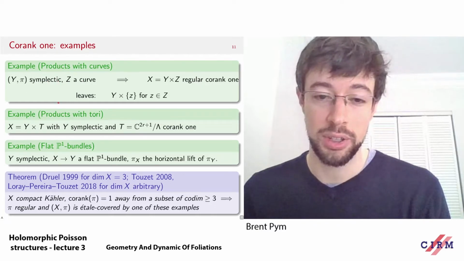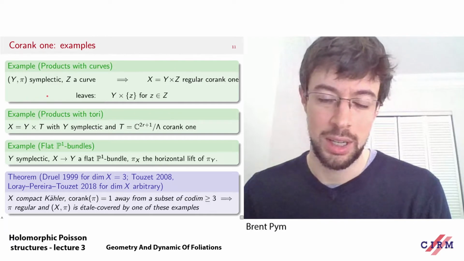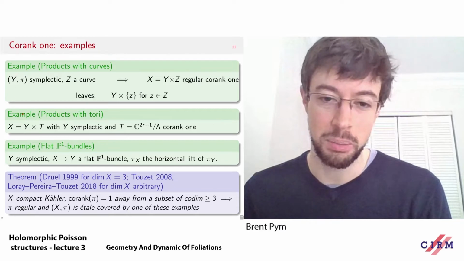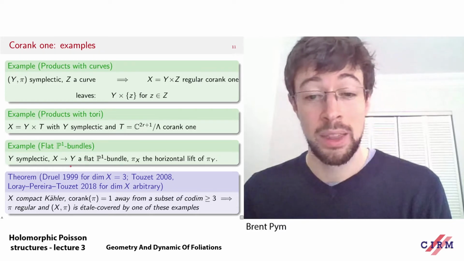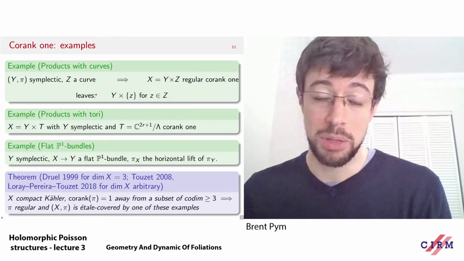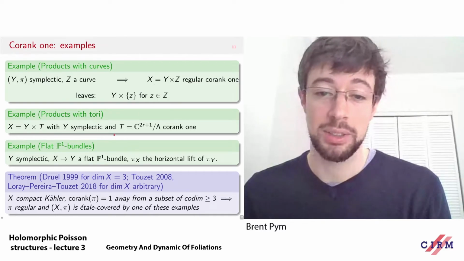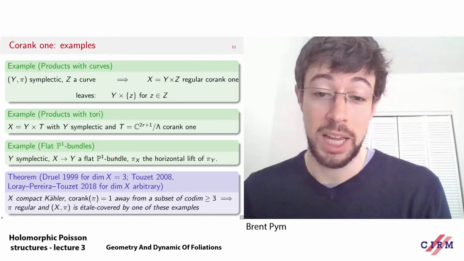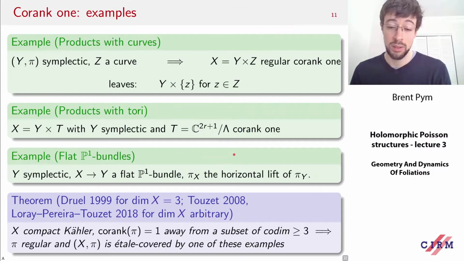So these constructions, you see, the most sophisticated ingredient in any of these constructions is the symplectic manifold Y. And then we apply these formal constructions of taking products or flat P1 bundles. So somehow to understand the classification of these things, it really boils down to understanding the classification of these symplectic manifolds.